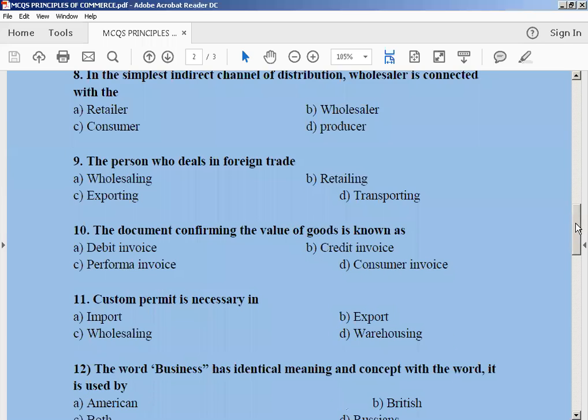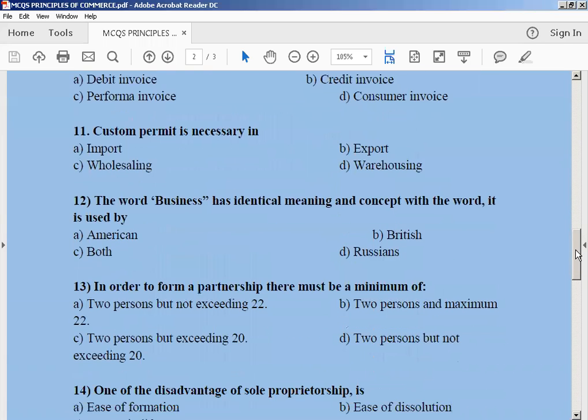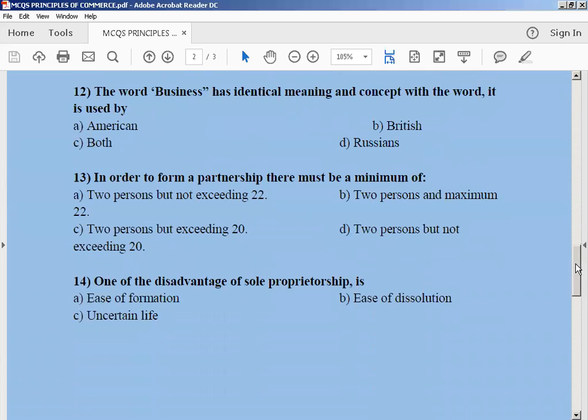Then we have the next MCQs. These are the three MCQs on your screen. You all can see. The word business has identical meaning and concept with the word commerce. It is used by dash: A, American; B, British; C, both; and D, Russians.